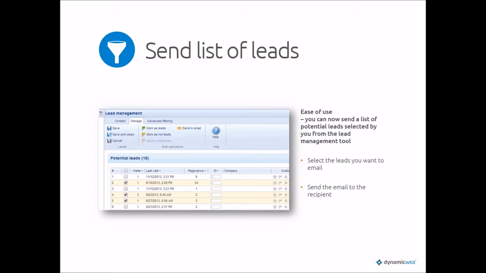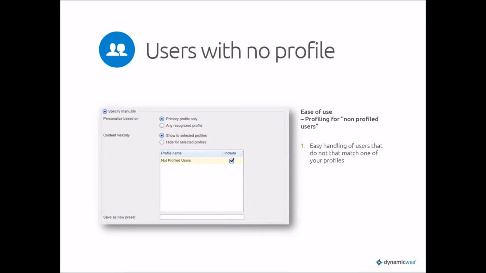Other things happening in Dynamicweb 8.5, in email marketing, I'm now able to mark all the leads I want from the list, and I can send them all as one mail. So instead of having one mail for each lead, I can now send them out in a list of leads where I can see all the information on the leads in the lists.